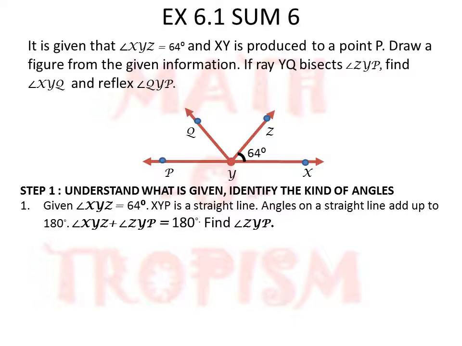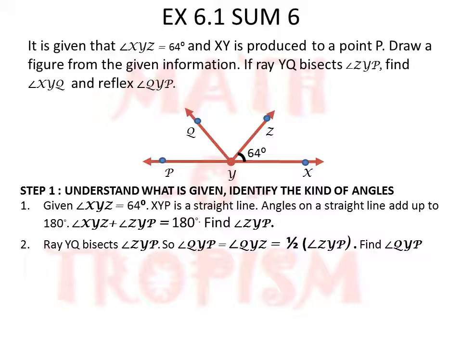Now we also know that ray YQ is bisecting, which means ZYQ and QYP angles will be equal and it will be half of the angle ZYP. From this we can find angle QYP by substituting the previously found ZYP. Now we have found angle QYP. Now they are asking us to find angle XYQ. When we see the diagram, XYQ has a ray YZ in between. So we will split XYQ as QYZ plus ZYX. Now we know both QYZ as well as ZYX from the previous steps. So we can find out angle XYQ.